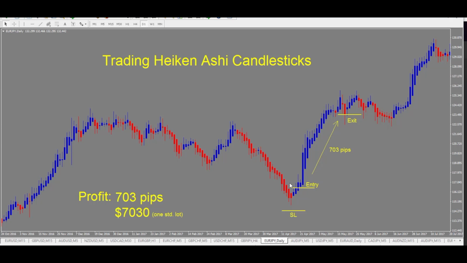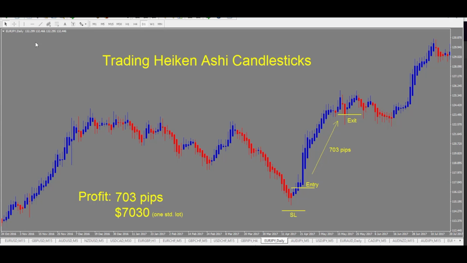We'll take a look at how to trade using Heiken Ashi candlesticks. Heiken Ashi candlesticks are very good candlesticks to use when we are looking to stay with the trend. So these are averaged out candles. They look slightly different than our normal candlesticks, but the best benefit of using Heiken Ashi candlesticks is that they help us stay with the trend and help us ride the trend for as long as possible.